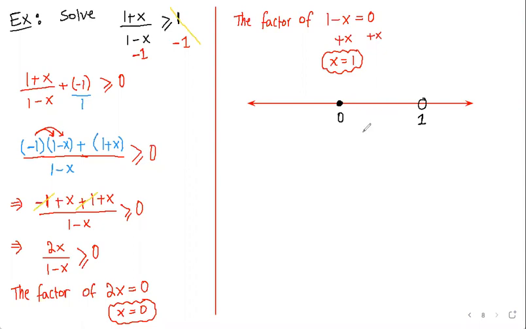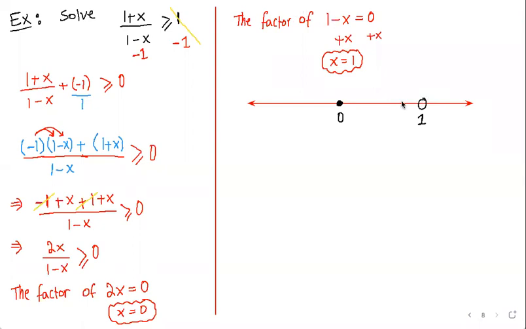Until here, is it clear? So now we have to pick any number greater than 1, between 0 and 1, and less than 0, like before. Again, why do we put an open circle for the 1? Because the 1 here makes the denominator of this fraction 0, and 0 in the denominator is undefined. I cannot plug 1 into this fraction. If I plug in 1, I get 2 over 0, and 2 over 0 is undefined. That means I have to put the 1 as an open circle.